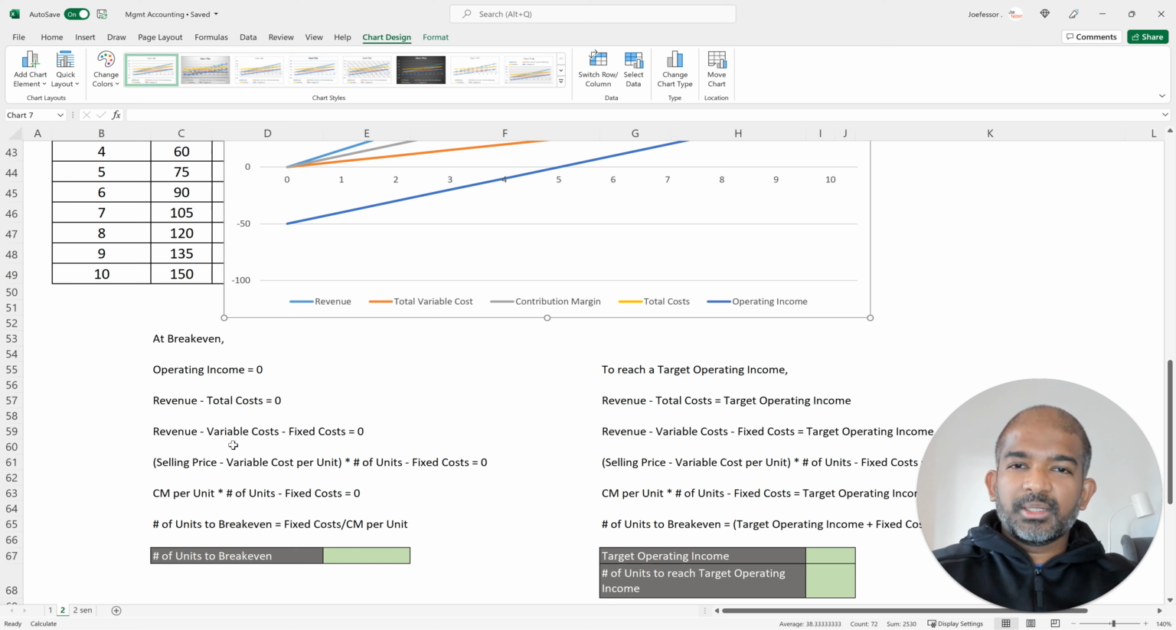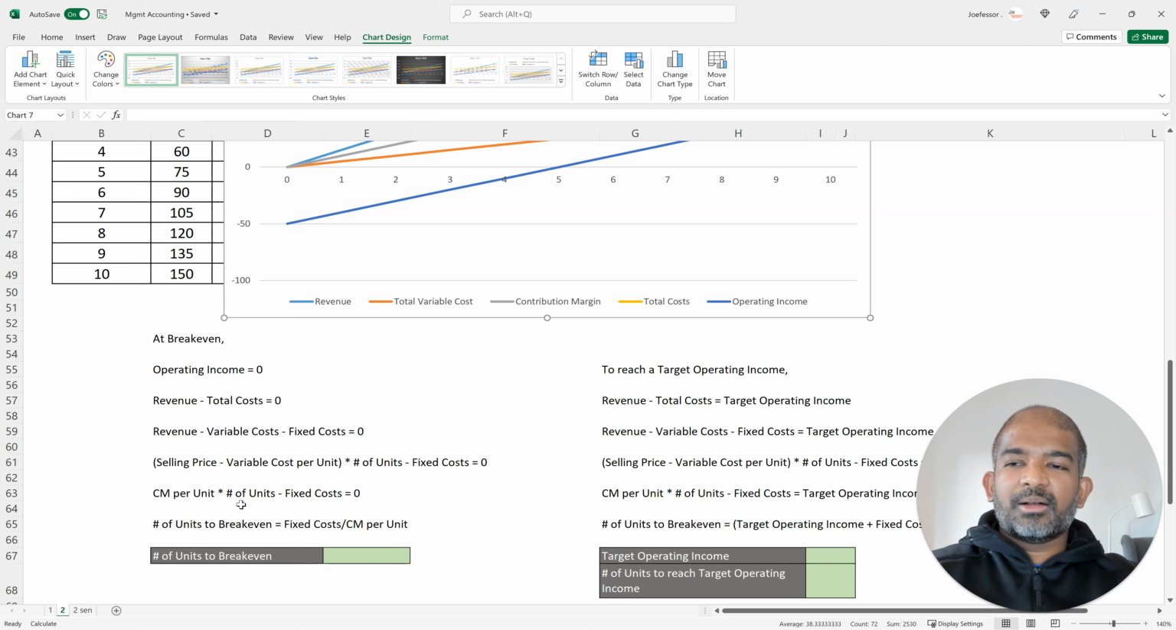Taking it one step further, you can split your revenue as the product of selling price and the number of units, and you can also split your total variable costs as the product of variable cost per unit and the total number of units. Earlier, we learned a new term for the difference between selling price and the variable cost per unit. It's known as the contribution margin per unit.